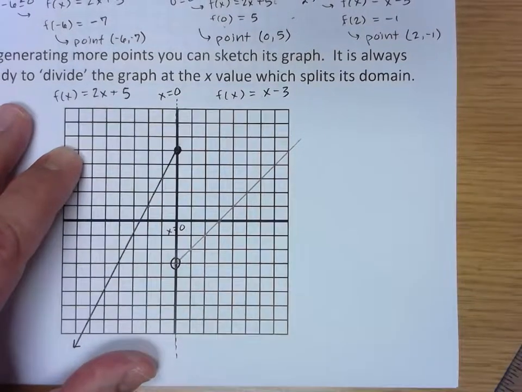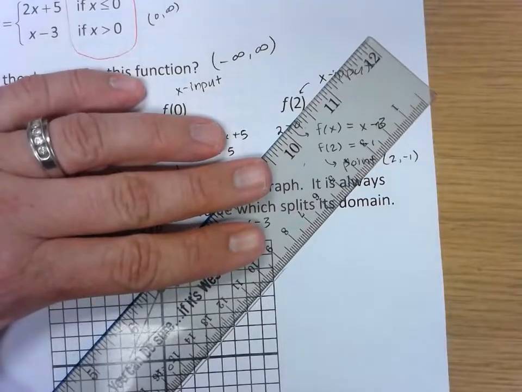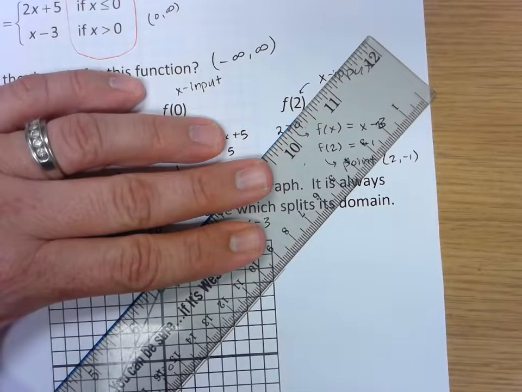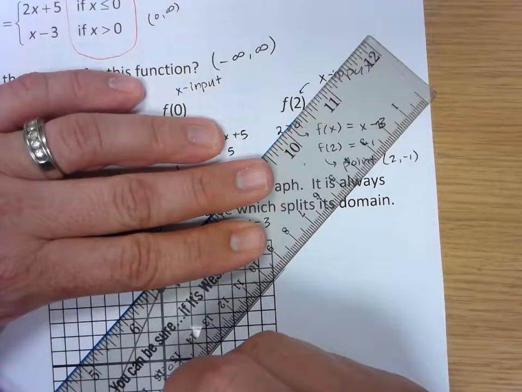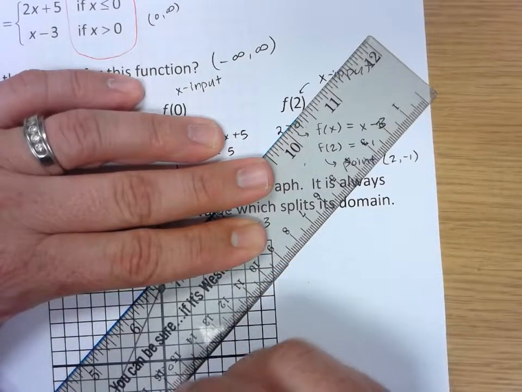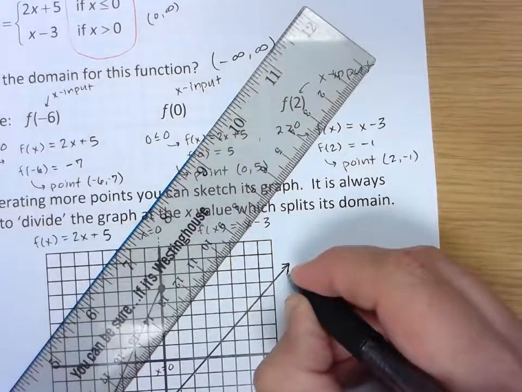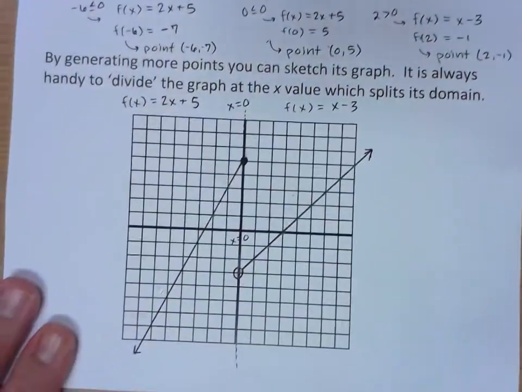So now that I see how this function picks up at that y value, I can connect the rest of the graph in ink and finish my graph. Now I know what that piecewise function properly looks like.